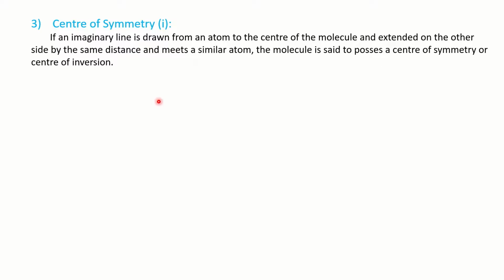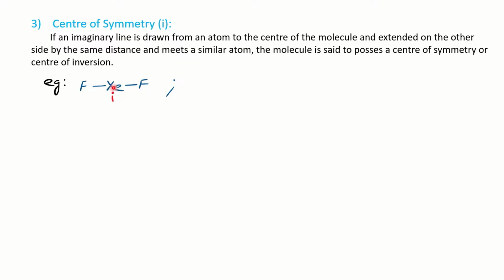Next symmetry operation is center of symmetry represented by I. How to find out if a molecule has a center of symmetry? The definition is, if you draw an imaginary line from the center of the molecule and extend it to the other side with the same distance, and if it meets a similar atom, then we say the molecule possesses a center of symmetry. Now how to understand it, we'll take one example.